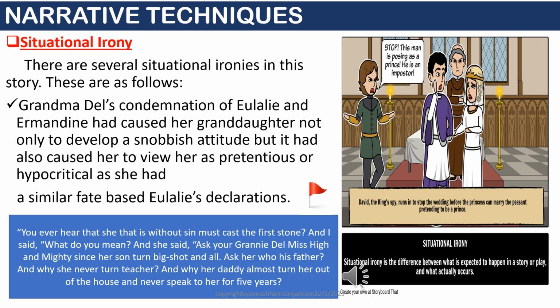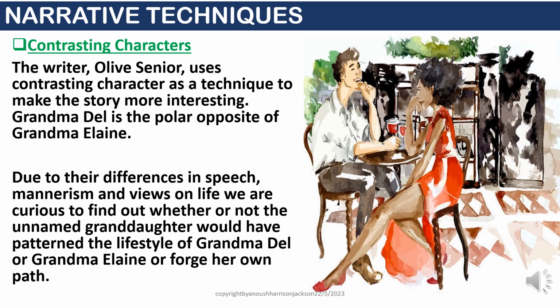Narrative techniques, eh? Situational irony. Miss High and Mighty. The use of contrasting characters. The writer Olive Senior uses contrasting characters as a technique to make the story more interesting. Grandma Adele is the polar opposite of Grandma Elaine. Due to their differences in speech, mannerism, and views on life, we are curious to find out whether or not the unnamed granddaughter would have adopted or patterned the lifestyle of Grandma Adele or Grandma Elaine, or forged her own path.